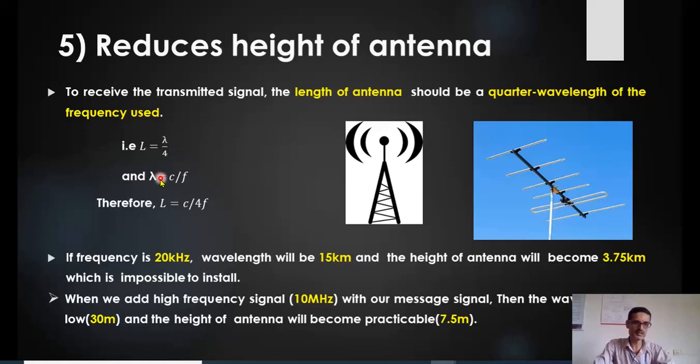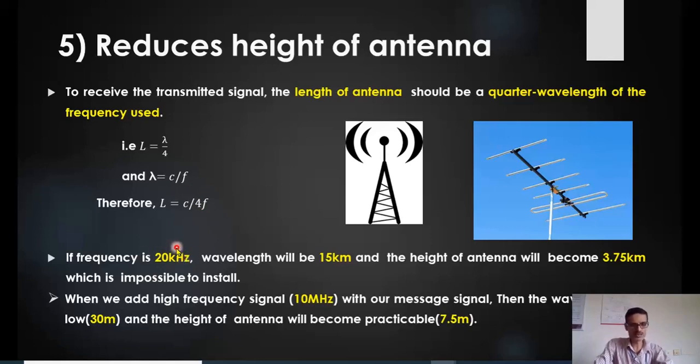This wavelength depends on c, the velocity of light in free space, and the frequency of the signal. So the wavelength is inversely proportional to the frequency. If the frequency is low, the wavelength will be high. If the wavelength is large, the length of the antenna required is also large. That means if I use a simple information signal, let us say a 20 kHz signal. 20 Hz to 20 kHz is the audio band, and I have taken the highest frequency in the audio band.